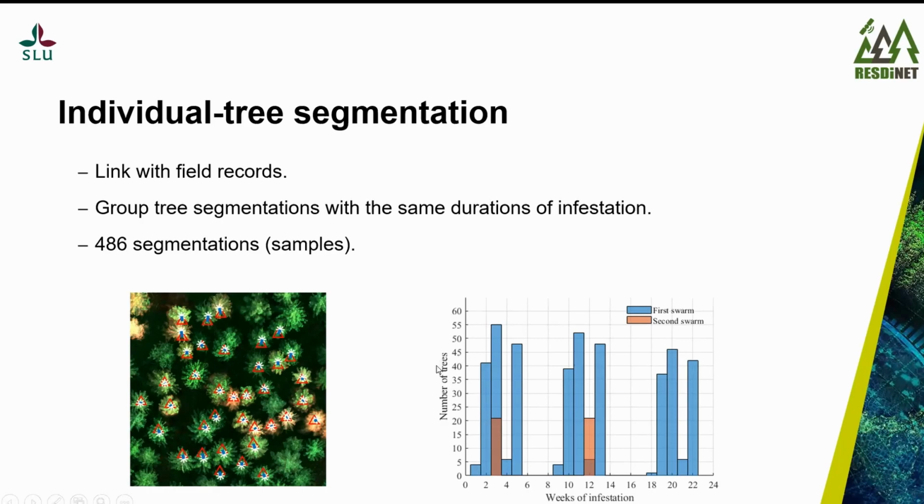And this figure shows the number of trees with the same duration of infestation. For this study, we use weeks of infestation that have more than 20 trees, to have stable performance. Most of them cover the first swarm, and we have some samples covering the second swarm.